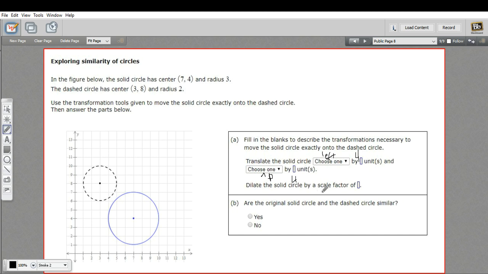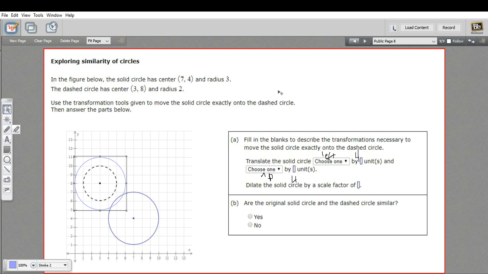And then we would need to dilate. So actually, let's just go ahead and move this so we've got it centered. So there we go. We've moved that. That's the translation, left 4 and up 4. And then we need to dilate it. And the question is, what's the scale factor that we're going to use to dilate it?